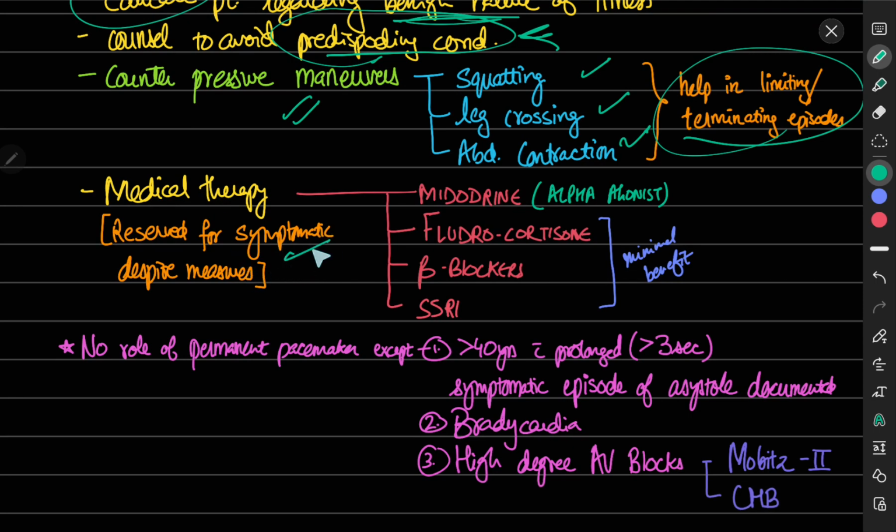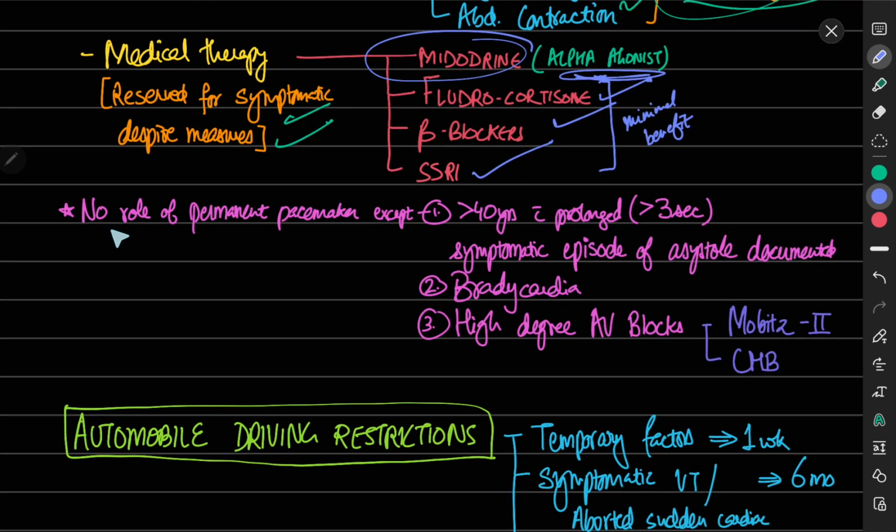Medical therapy is reserved only for the patients who remain symptomatic despite adequate measures. These are of limited efficacy, to be noted. One is midodrine, it's an alpha agonist. Others of less benefit are fludrocortisone, beta blockers, and selective serotonin reuptake inhibitors.